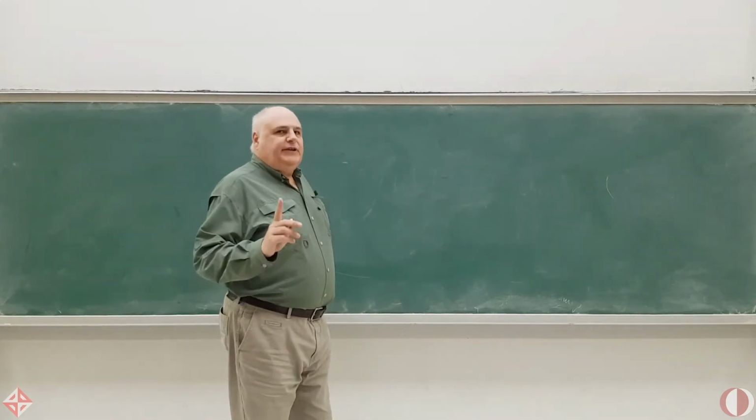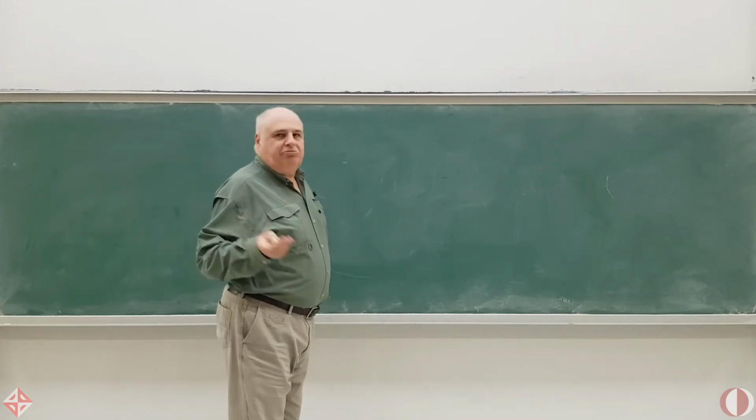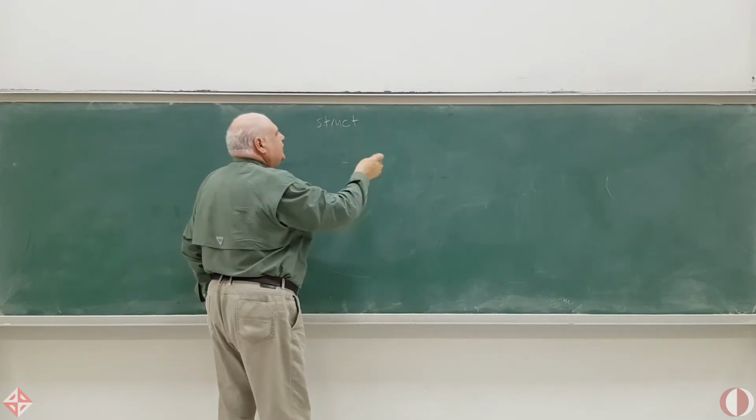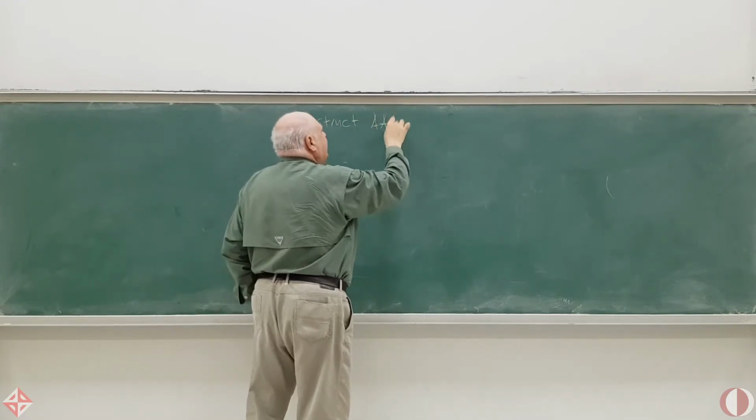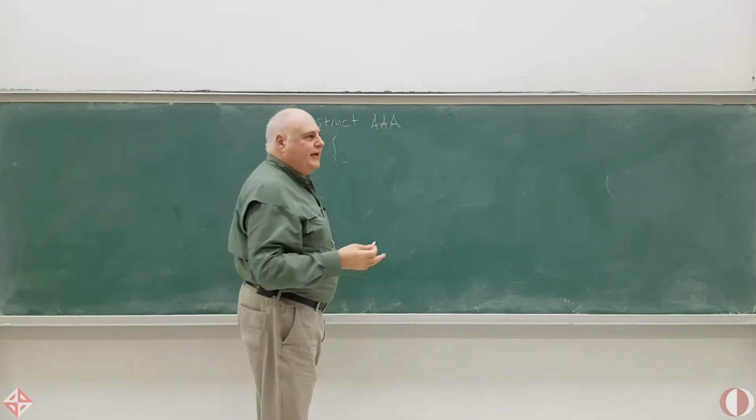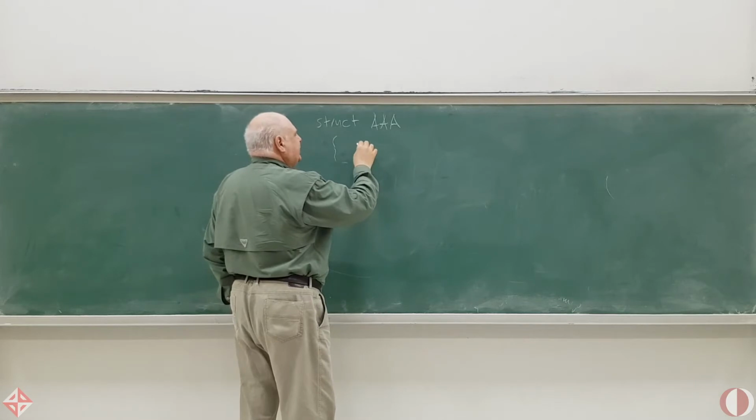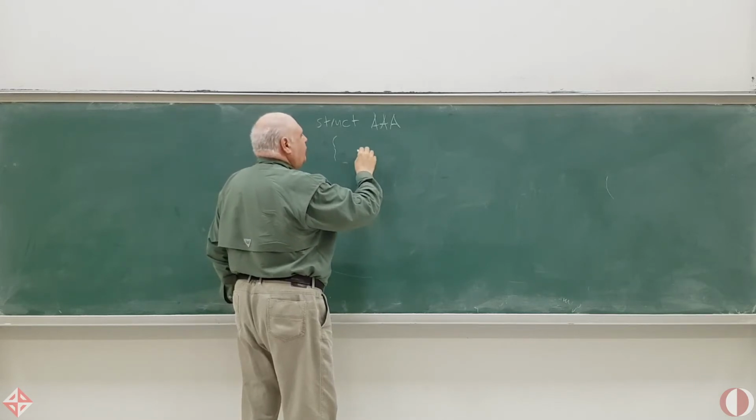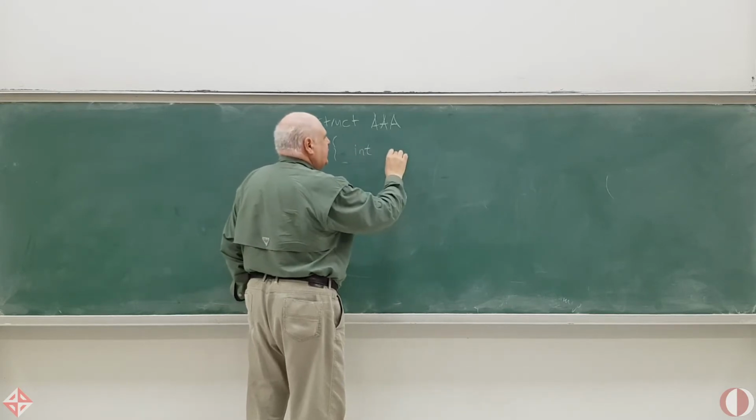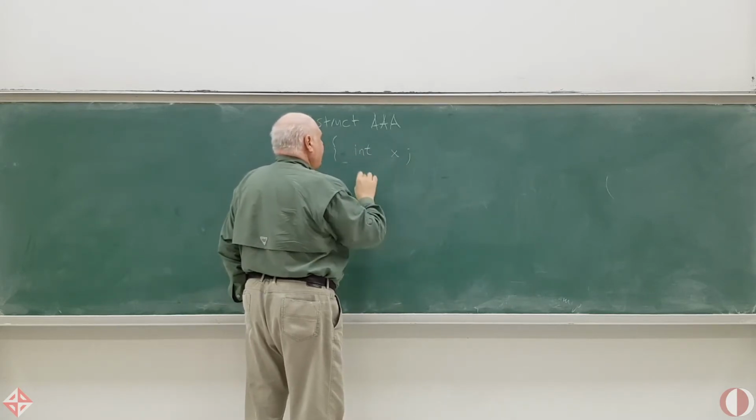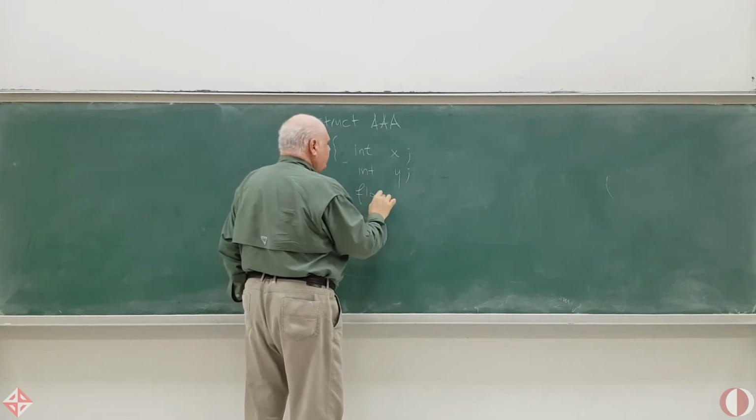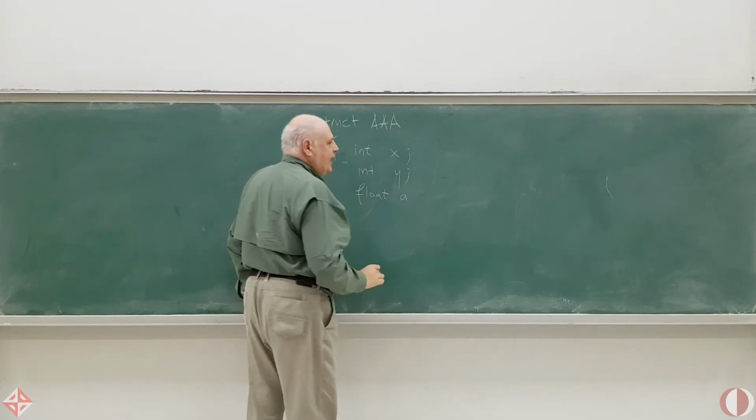So just to remember a structure, let's say AAA, has a field of, let's say, integers x, another integer y, and a float a.